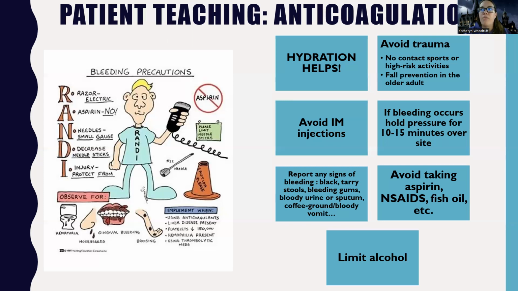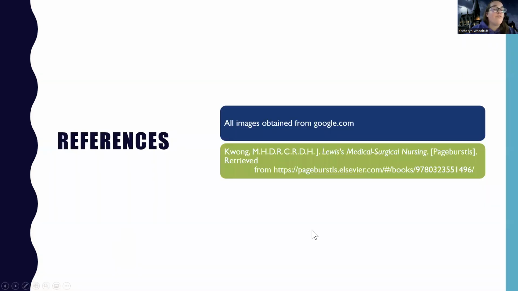Just definitely, if there's any red or brown tinge to it, they should report that. Any sort of coffee ground or bloody vomit, they should report that too. And then if they start feeling lightheaded, dizzy, or any signs where they're having some orthostasis, they may want to report that, because they could be having internal bleeding or a change to their blood pressure. So that is vascular disorders.